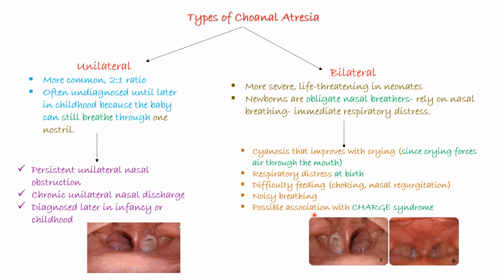So it's also associated with CHARGE syndrome. So should I charge you to go and tell me what CHARGE syndrome consists of? However, I can help you. So CHARGE means C for coloboma, that is eye defects, H for heart defects, A for atresia of the choana, which we're already talking about, R for retardation of growth and development, G for genital abnormalities, and E for ear abnormalities and deafness. So you can also go and read about CHARGE syndrome.